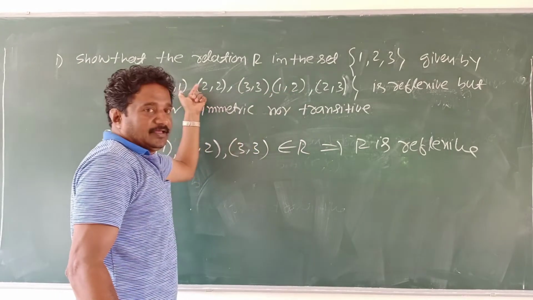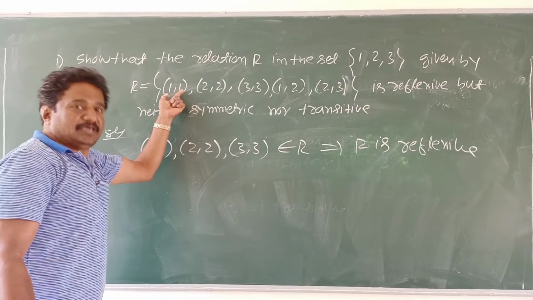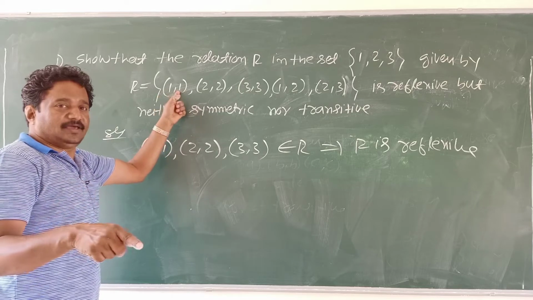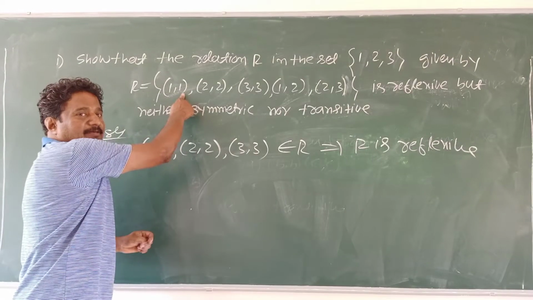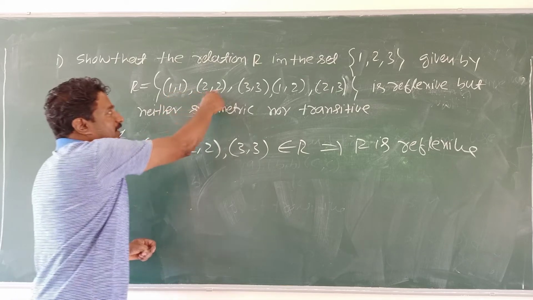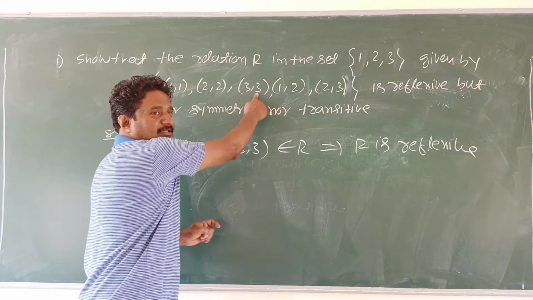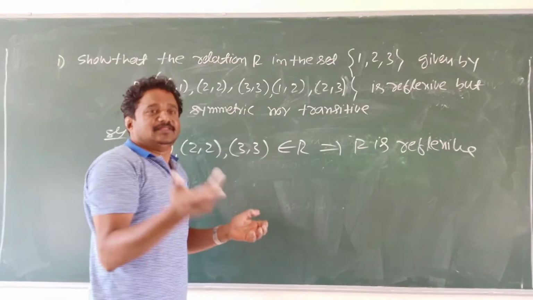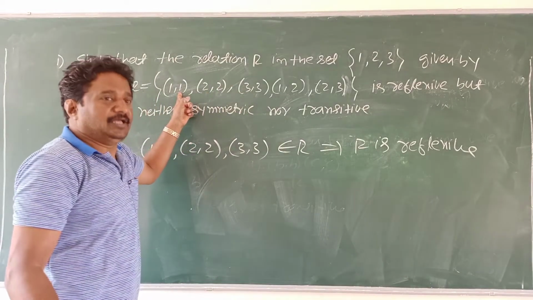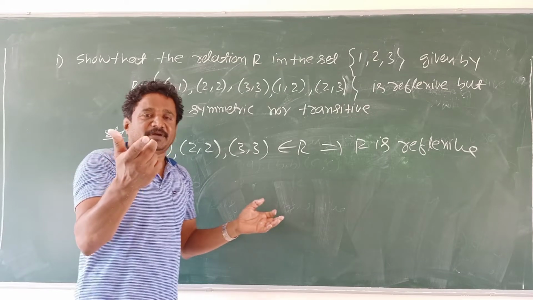Don't take this. If you take this, it works out. AB is there, BA is there. Where is BA? That itself is BA. If I take this as AB, that itself becomes BA. That is the reason why I am asking not to consider these elements for symmetric and transitive. Simply it wastes your time.